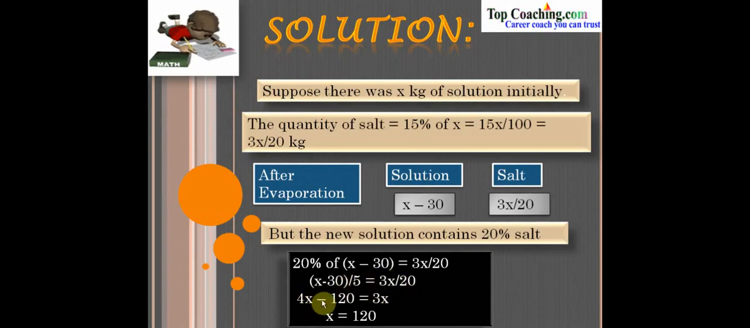This could be further written as 4x minus 120 equal to 3x, or x equal to 120. Thus, the original quantity of solution is equal to 120 kgs. So thus we can say that the original quantity of solution is equal to 120 kgs.